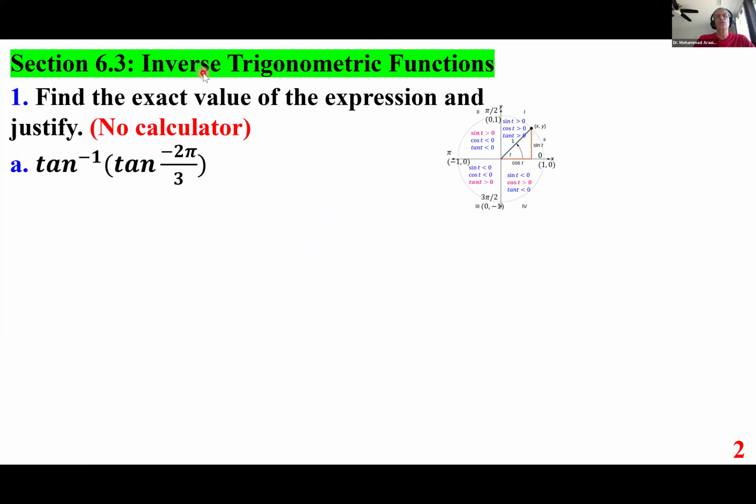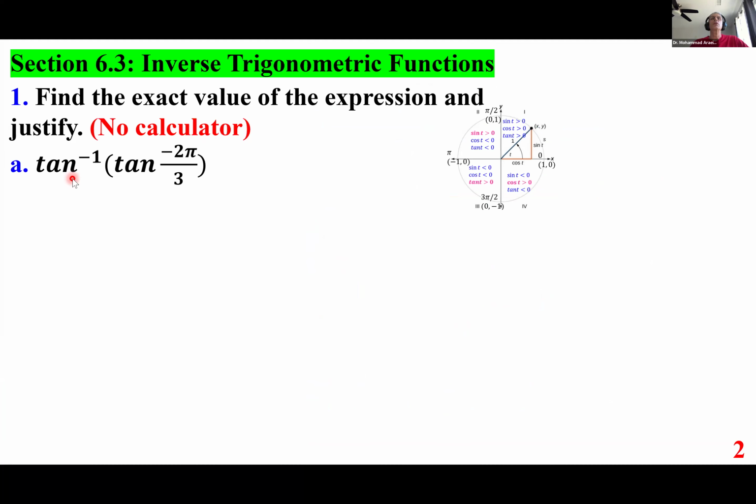Now, let's start with the inverse trigonometric functions. We're going to find the exact value of the expression and justify, no calculator: tan inverse of tan of negative 2 pi over 3. So, what's going on with inverse trigonometric functions?